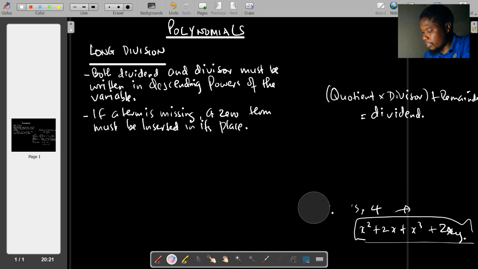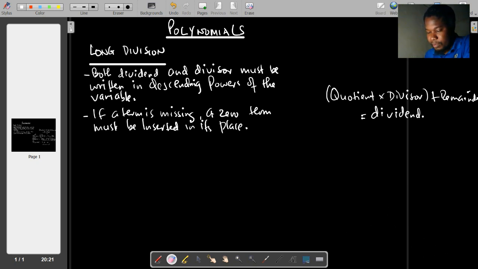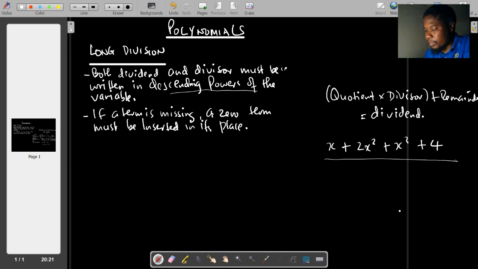Now, let's look at the rules for long division of polynomials. That brief introduction. Now, both dividend and divisor must be written in descending powers of the variable. What does that mean? Let's say we're given a polynomial that says 2x to the power 2, x to the power 3 plus 4. This is a polynomial, but if you're going to do long division, make sure you put them in order. These powers on each term, they are called degrees. So make sure the exponents are in descending order.